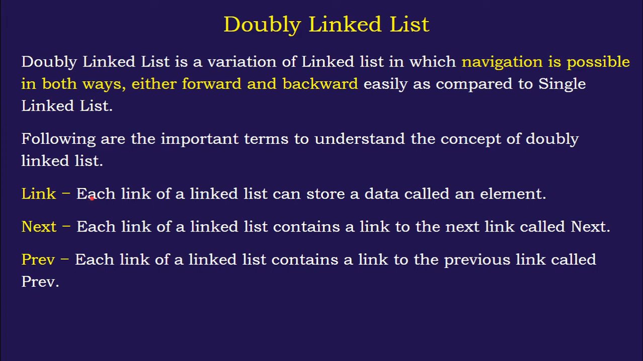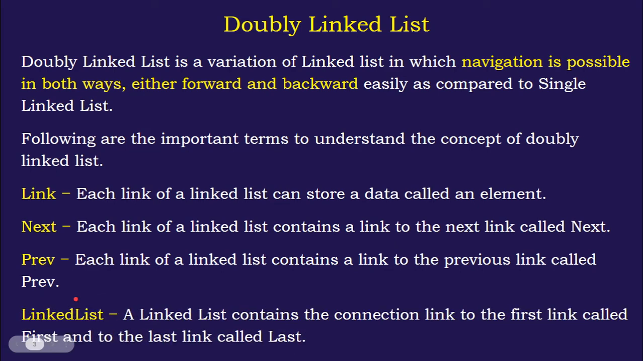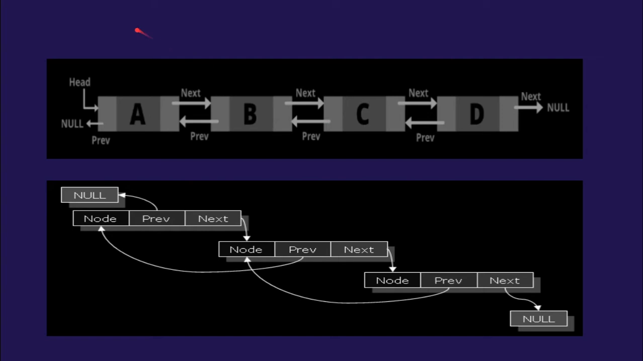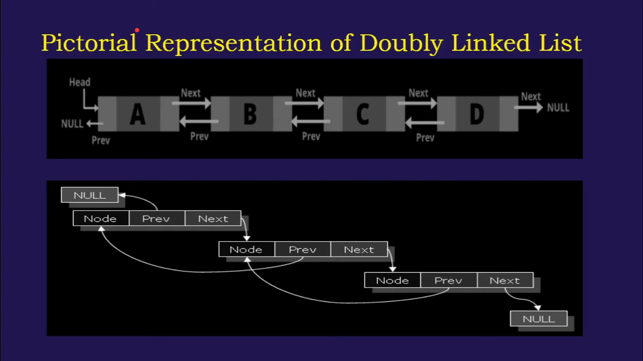So what is the link? Link is the node which contains the data. Next is the successive link, called the next pointer, and previous is the previous link. Now let us see how the linked list contains the connection link to the first link, called first, and to the last link, called last. Let us see the diagram of how the linked list looks.